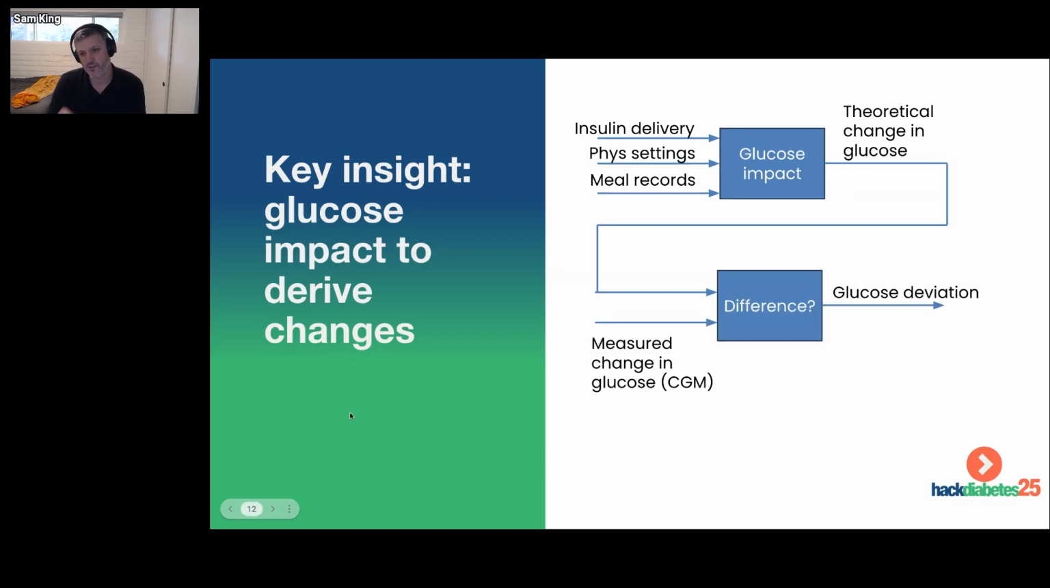And so then what oref does is take this theoretical change in glucose and compare it to what's actually being measured using a CGM, and it can look at the difference with something called a glucose deviation. And so the insight here is if your glucose deviation is very high, that means that there's some extra source of glucose that you haven't accounted for. And likewise, if it's low, that means that you're absorbing more glucose than you're expecting based off of this theoretical calculation. And so really the difference between the theoretical changes and what you can measure, this is the key insight that underpins a lot of what happens with oref.